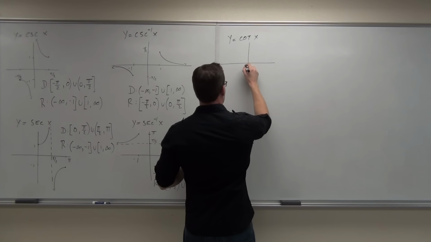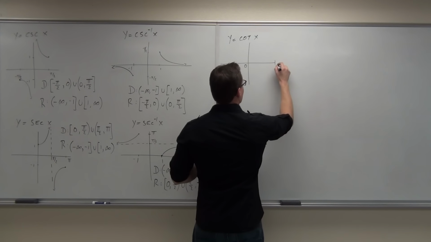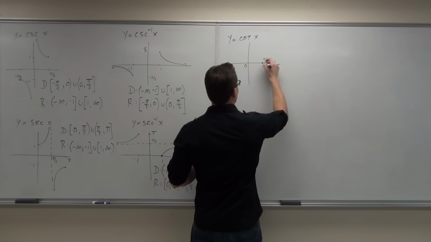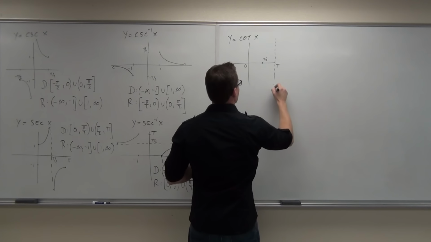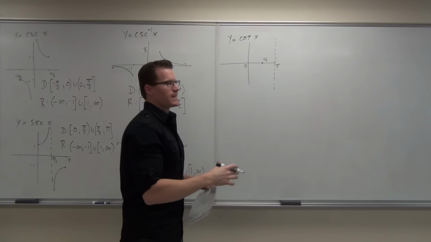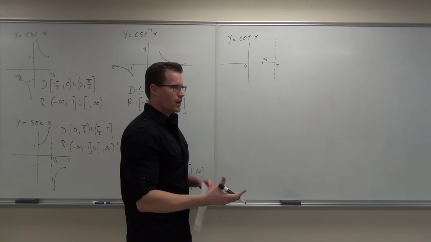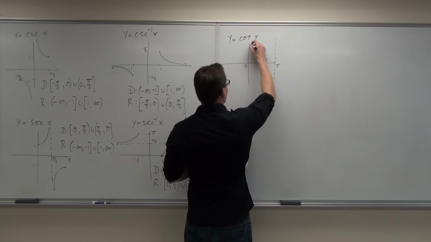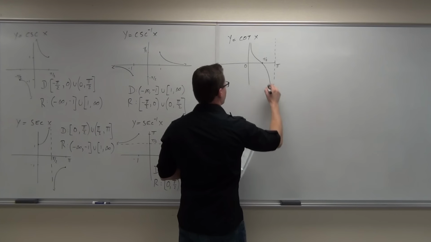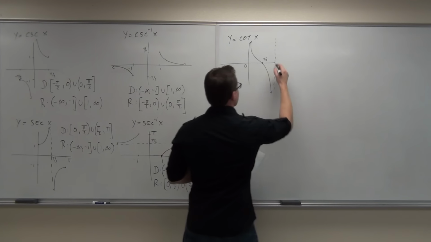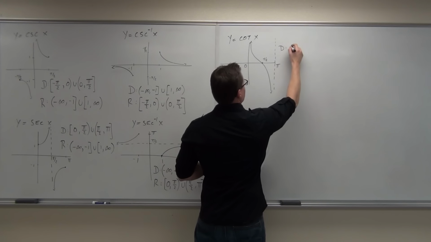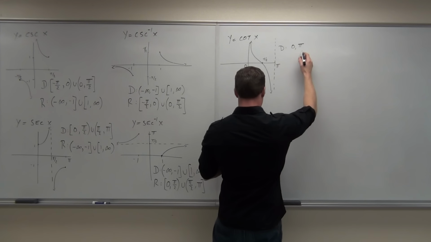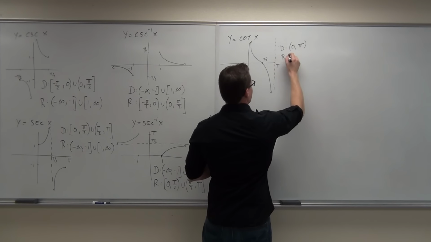Okay, cotangent. Cotangent, if you'll remember, looks like a shifted over and inverted tangent. So it still has an asymptote at 0 and at pi. It only looks like this though. Like that. Where our domain is 0 to pi, but not inclusive. And our range is what, please?